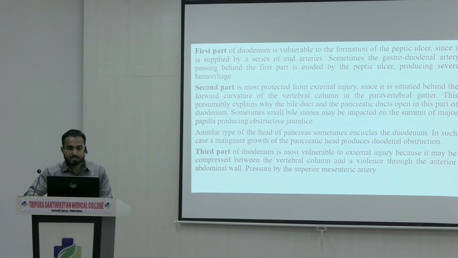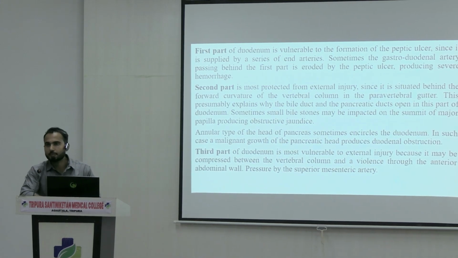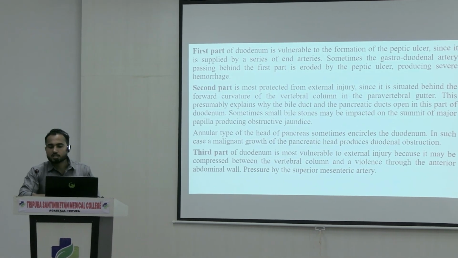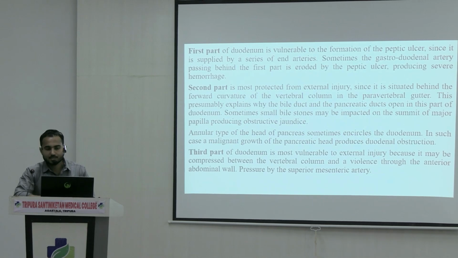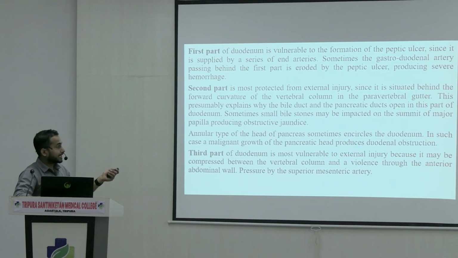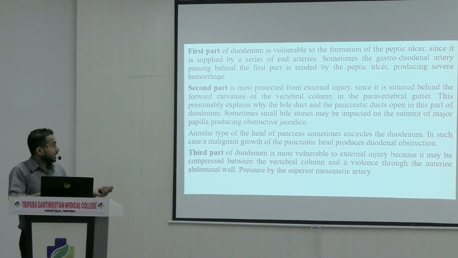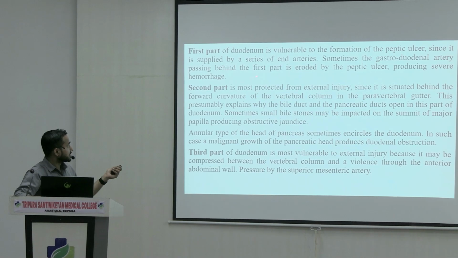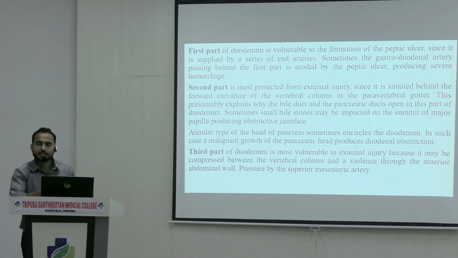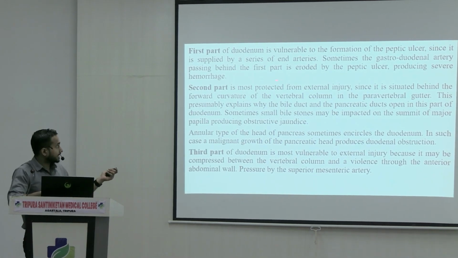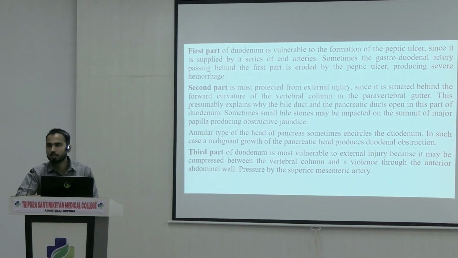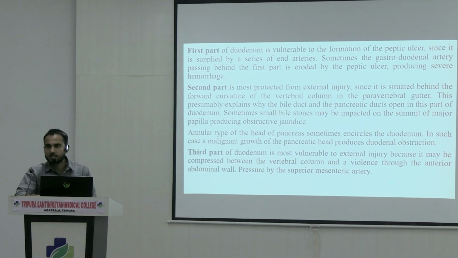Next, there are some specific applied importances related to the various parts of the duodenum. For example, the first part, as I said, is prone to peptic ulcer. Why? Since it is supplied by a series of end arteries, which we have already discussed. Next, sometimes the gastroduodenal artery passing behind the first part is eroded, because once ulceration takes place, erosion can damage the blood vessel situated behind the first part of the duodenum. At that time there will be severe bleeding.